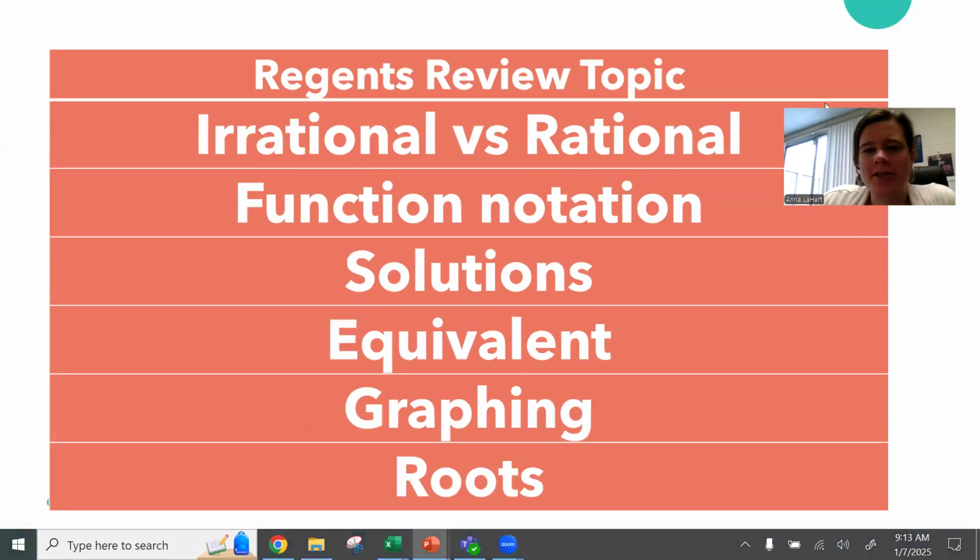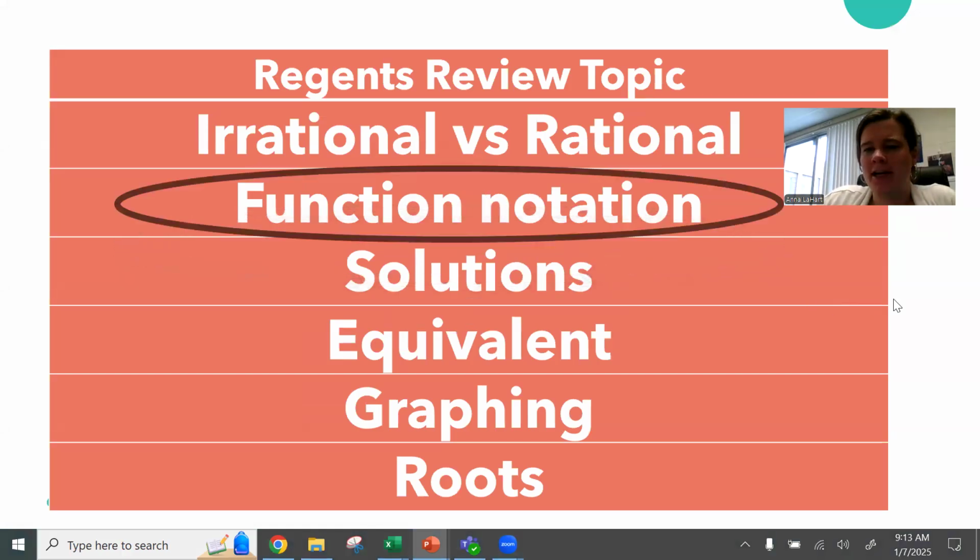We just did irrational versus rational. Now we're doing function notation.